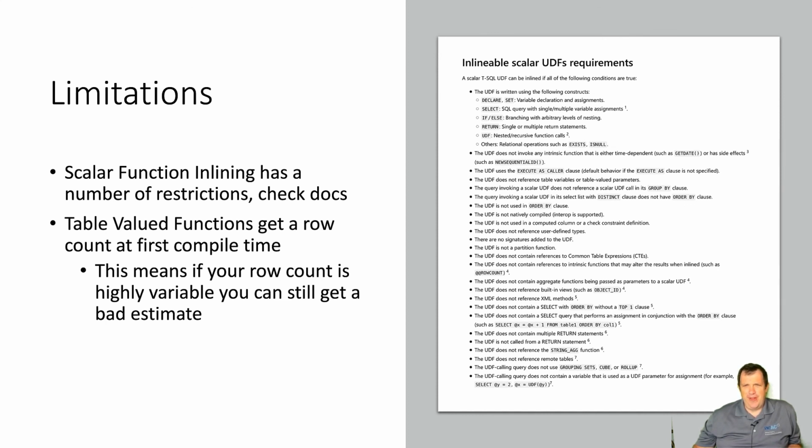And this image is from Docs. Scalar function inlining has a number of restrictions. As you can see, you have to write your function in a certain fashion. There are limited options, so natively compiled, you're not using it in a computed column, not a partition function, no CTEs. So there are a number of things that aren't fully supported. You can't do a select with order by without a top one clause. And if your functions are like this, they'll still work, they just won't inline. So you'll see the same performance you saw on versions of SQL Server prior to SQL Server 2019.